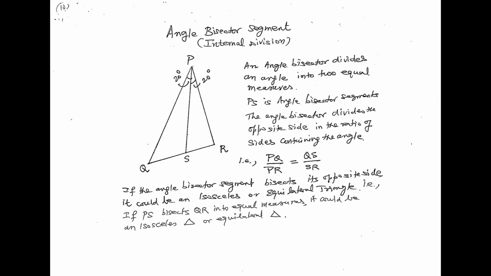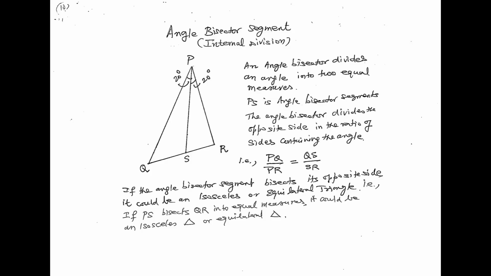Here in the next slide, we deal with angle bisector segment, internal division. In the picture you see in the slide, an angle bisector divides an angle into two equal measures. Vertex angle P is divided into two equal measures of 20 degrees each. PS is the angle bisector segment.